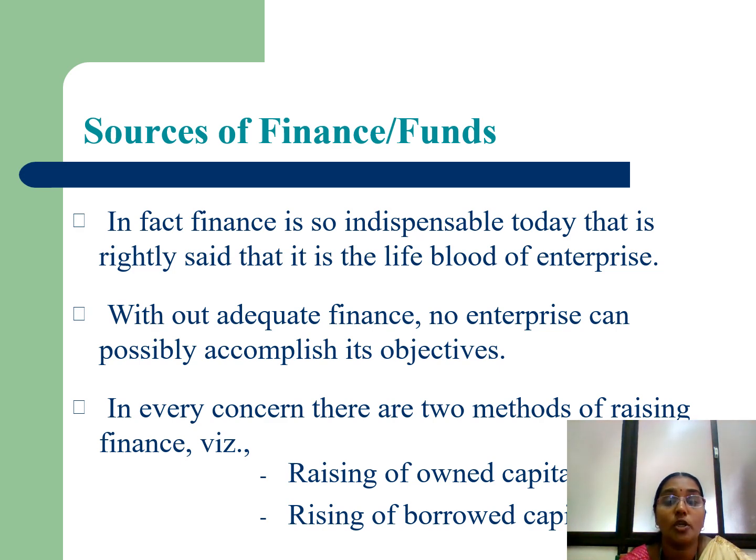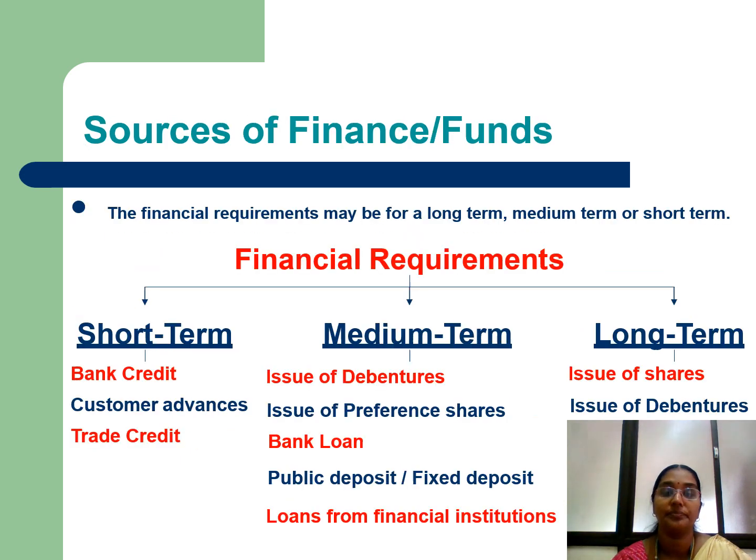So these are the points. There are two methods of raising capital: owned capital and borrowed capital. Owned capital is within your hand, cash in hand. You are investing your own money. That is the owned capital. Borrowed capital is such kind of loans and debt, issue of debentures, banks and other related funding agencies investing such kind of money. That is the borrowed capital.